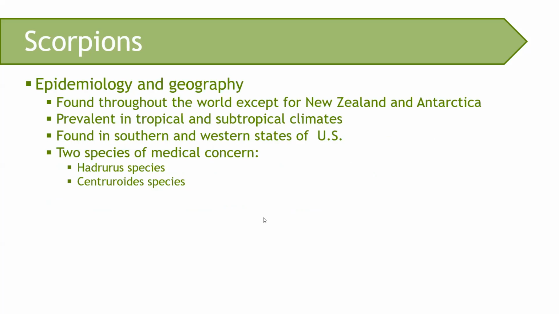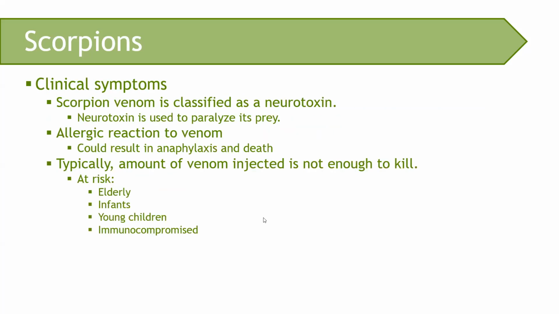Found worldwide except for New Zealand and Antarctica. Can be found in tropical and subtropical climates, and there are two species of medical concern. Take note of this. We have your Hadrurus species, and we have your Centruroides species. Typically, the amount of venom injected is not enough to kill. Yun nga lang, sino yung at risk? Elderly, infants, young children, and immunocompromised.